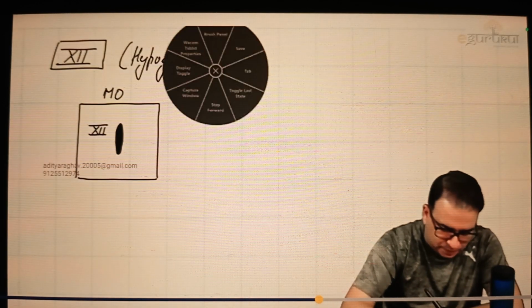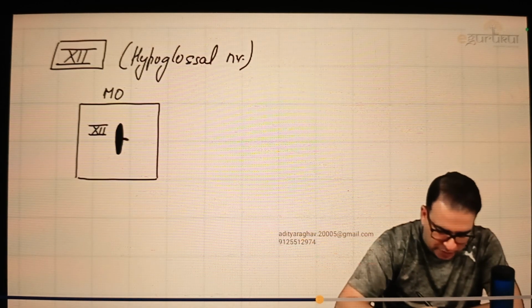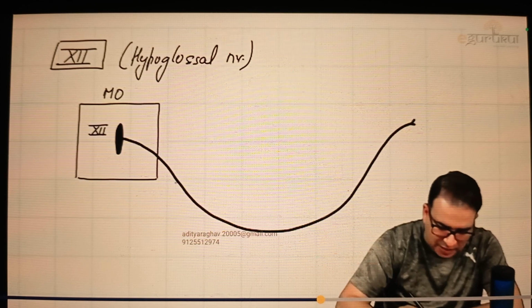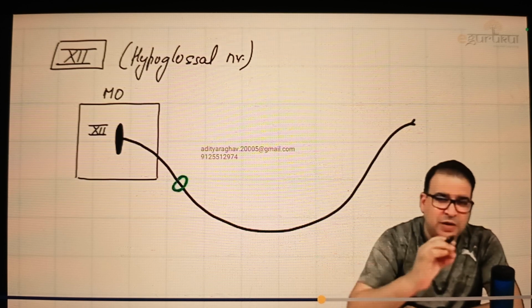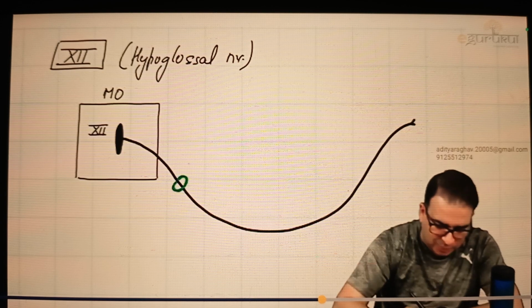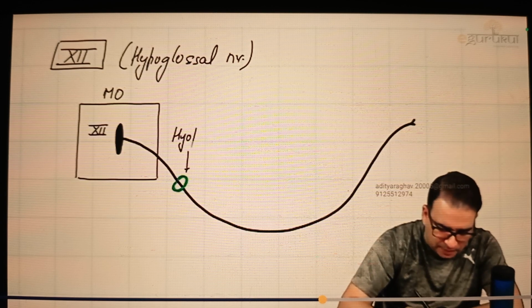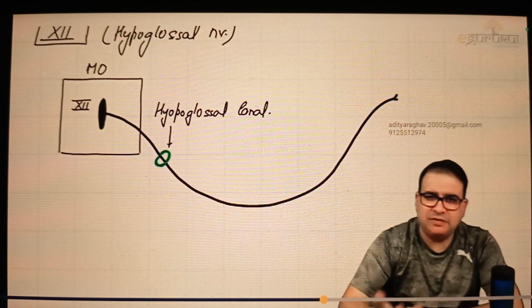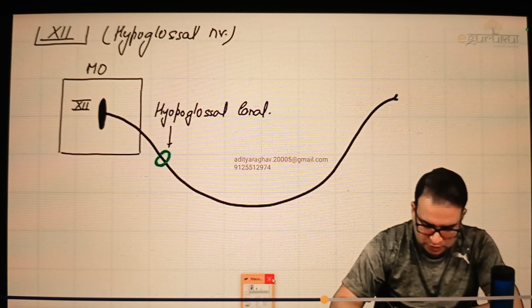The hypoglossal nerve will come out of the medulla oblongata and leave the cranial cavity through a canal, and this canal is present very close to the foramen magnum. In fact, in the anterior part of the foramen magnum only, and this is called the hypoglossal canal. That hypoglossal canal is giving passage to the hypoglossal nerve.